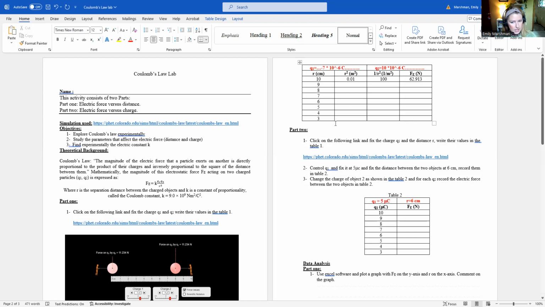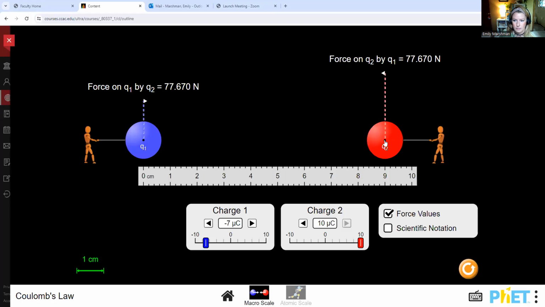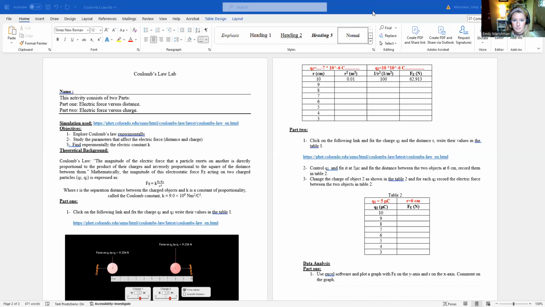I'll just do 9 and 8, and then you can do the rest. Let's check 9 centimeters. The distance between them decreased. Notice that the force increased, so this is an inverse relationship. The force is now 77.670. Let's put that in the table.